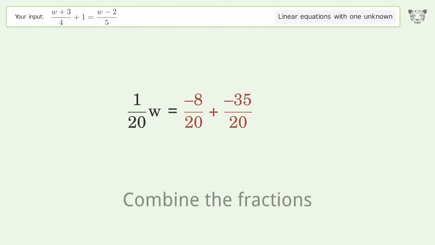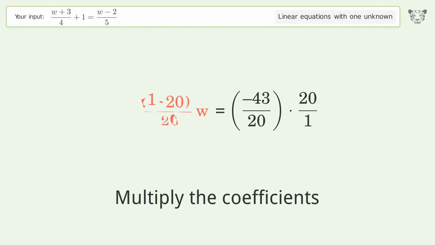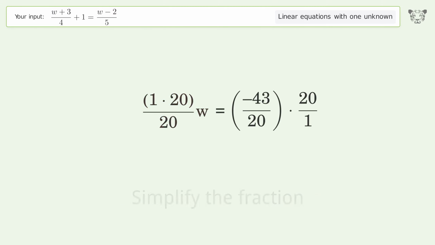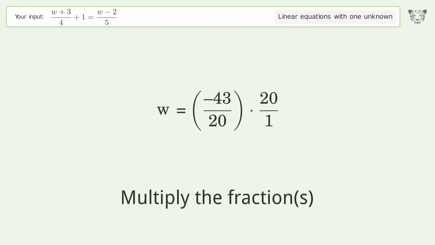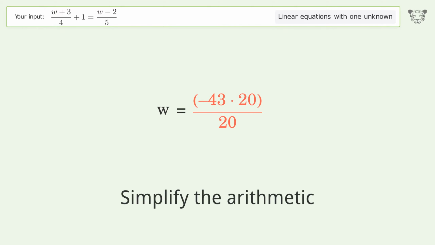Group like terms. Multiply the coefficients. Simplify the fraction. Multiply the fractions. Simplify the arithmetic. And so the final result is w equals -43.